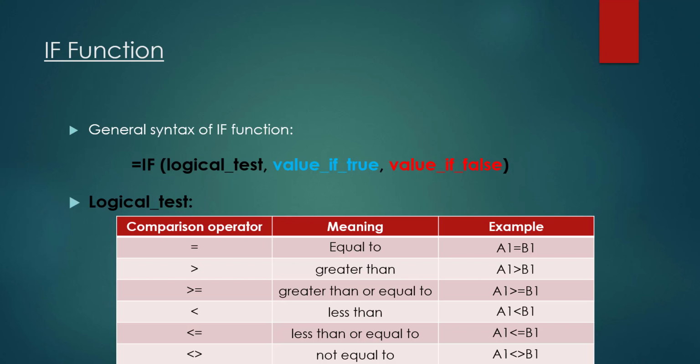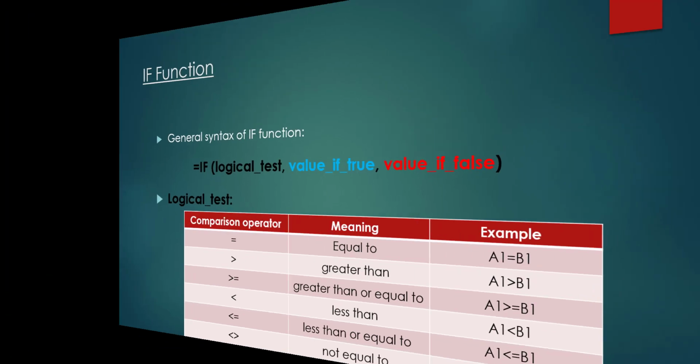Now there are many types of logical tests, as you can see here in this table. We can compare if two cells are equal to each other, or one cell is greater than the other, or greater than or equal, less than or equal, or not equal to. So you can choose any comparison operator and you can compare any two values. Let's now go to Excel and try an example.